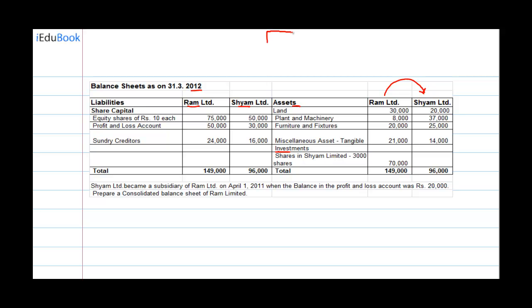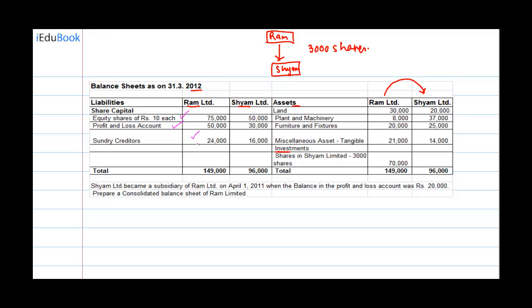If we just want to keep this in mind, we can draw a small chart: RAM Limited, Sham Limited. And there are 3,000 shares that they own. On the liability side, you have sundry creditors, profit and loss account, and equity shares.